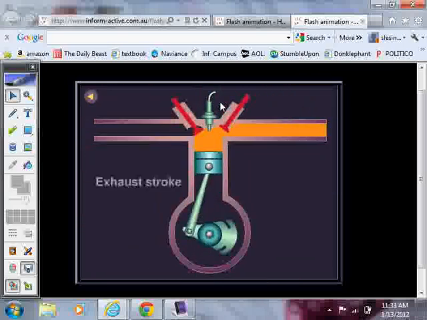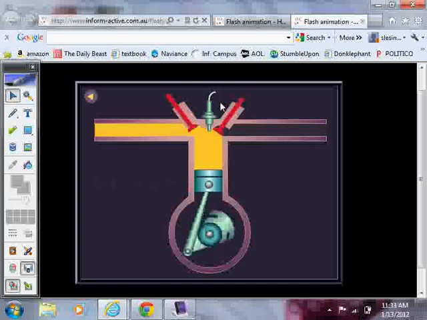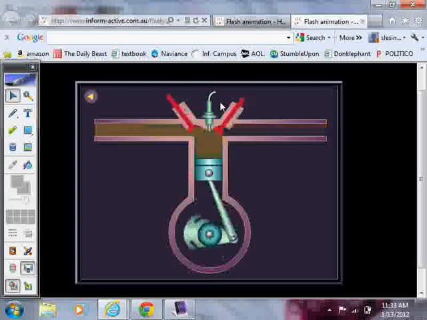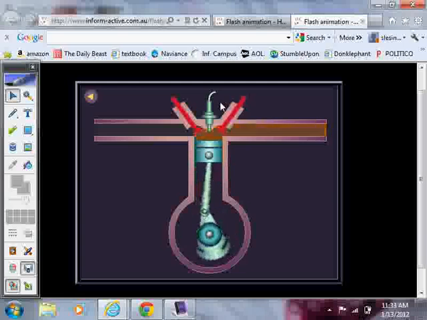So hard it whips all the way around, and now this valve opens up, and it's the exhaustion stroke, and it pushes the exhaust out the other side. So the piston goes up and down twice for each cycle.